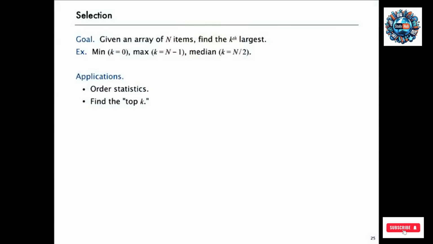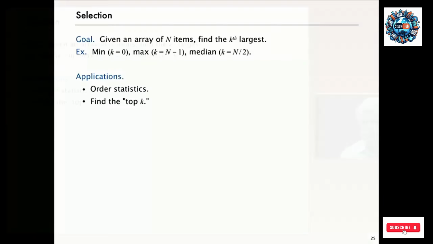Now we'll look at a problem that's related to sorting called selection, that's also well solved by quicksort partitioning. This is a simpler problem. We're given an array of n items that are ordered, and our task is to find the kth largest. There's lots of important applications for this.